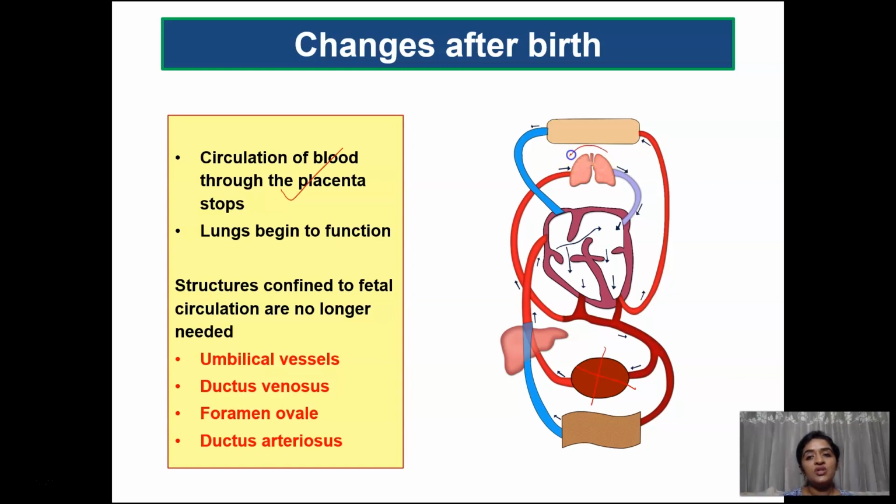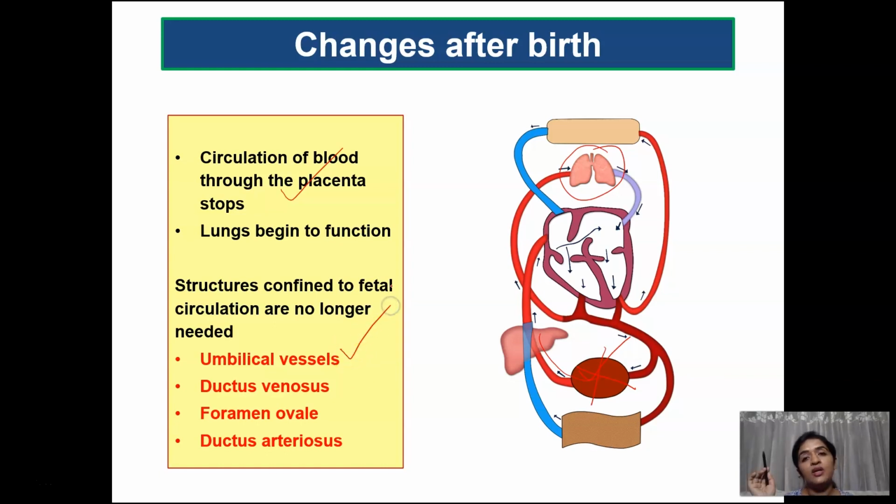Now the next change is for the lungs of the fetus. With the first cry, what happens is the air enters into the lungs and the lungs will now become functional. So structures which are confined to the fetal circulation are no longer needed. So whichever structure is seen in relation with the placenta, as a result of the vessels concerned with placenta, are no longer needed. So which are the structures which are no longer needed after birth of the fetus?